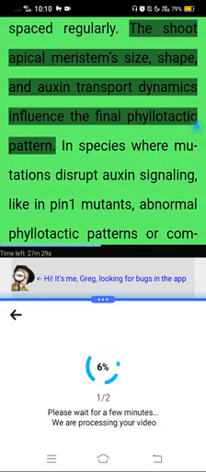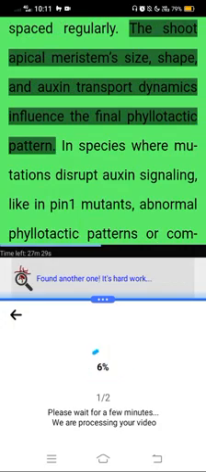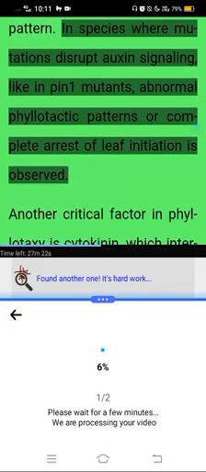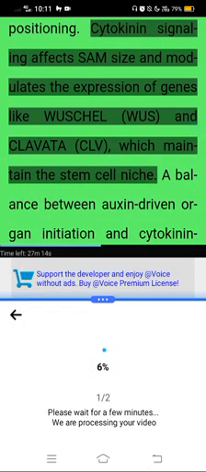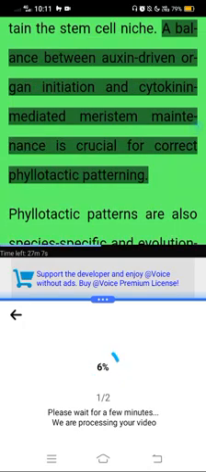The shoot apical meristem size, shape, and auxin transport dynamics influence the final phyllotactic pattern. In species where mutations disrupt auxin signaling, like in pin1 mutants, abnormal phyllotactic patterns or complete arrest of leaf initiation is observed. Another critical factor in phyllotaxy is cytokinin, which interacts with auxin to define organ positioning. Cytokinin signaling affects SAM size and modulates the expression of genes like WUSCHEL, WOX, and CLAVATA, CLV, which maintain the stem cell niche. A balance between auxin-driven organ initiation and cytokinin-mediated meristem maintenance is crucial for correct phyllotactic patterning.